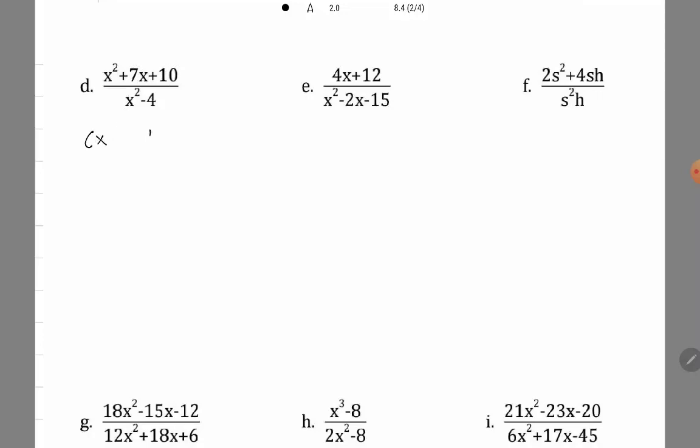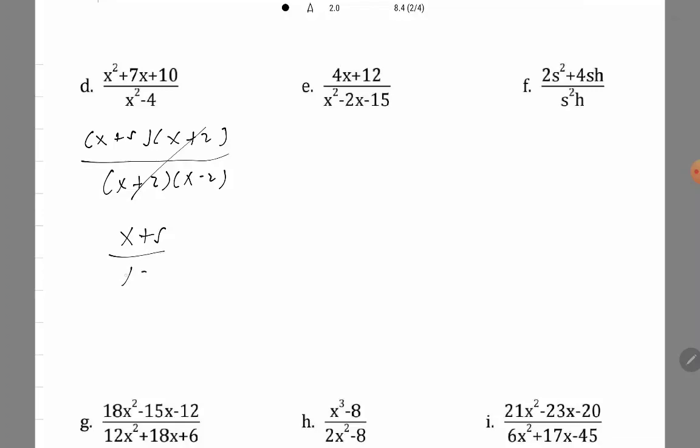So I have x, and then hopefully you figured out that plus 5 and plus 2. So 5 times 2 is 10. 5 plus 2 is 7. And then on the bottom, two numbers that multiply to negative 4 and add up to 0. That's x plus 2, x minus 2. And then we just, boom. So we're left with x plus 5 over x minus 2. And that's our answer.